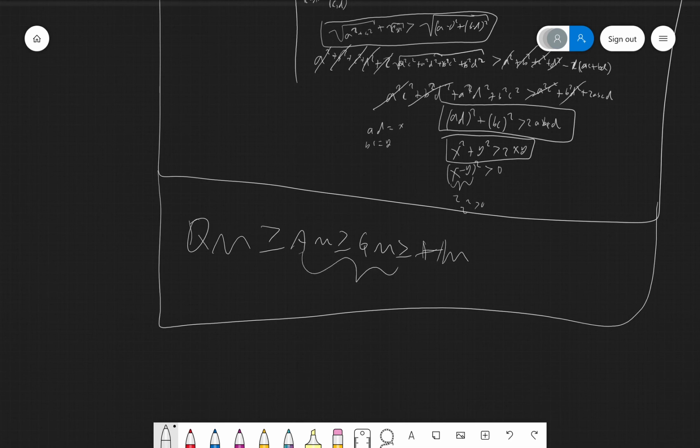This is the AM-GM inequality, right? And because equality holds in AM-GM when all the terms are equal, it must hold in this case too. So equality holds when A1 equals A2 equals A3 equals so on, which equals AN.